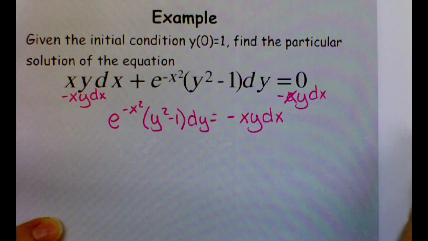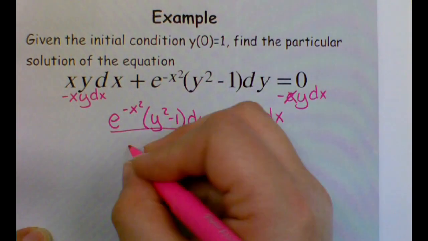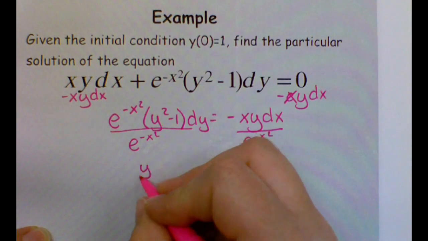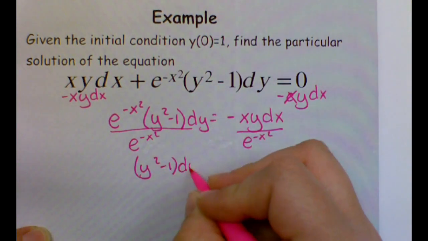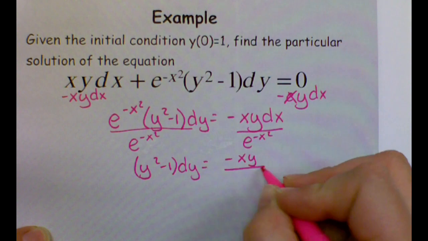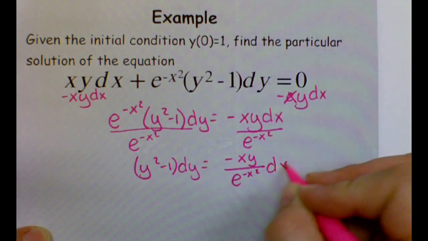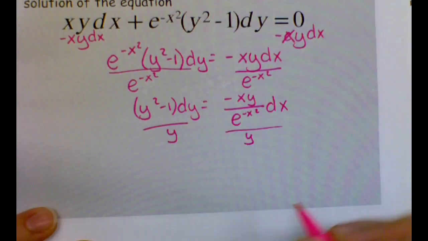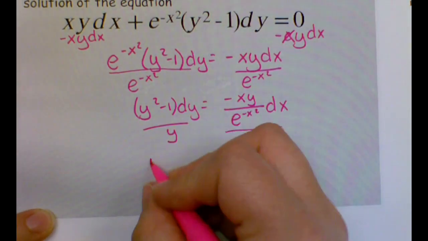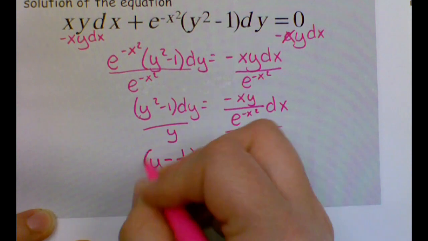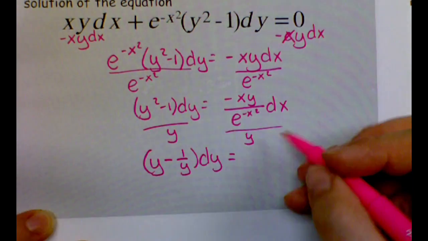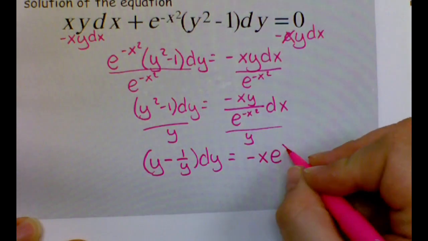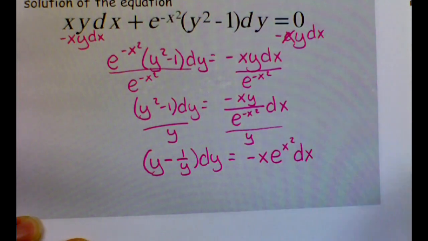I'm going to get my x's on the right, so I'm going to divide by e to the negative x squared. That gives me (y squared minus 1) dy equals negative xy over e to the negative x squared dx. Uh-oh, I don't want that y on the right, so I'll divide that over. (y squared minus 1) divided by y makes (y minus 1 over y) dy equals negative x over e to the negative x squared. I can bump that up to the top and make it e to the positive x squared dx.